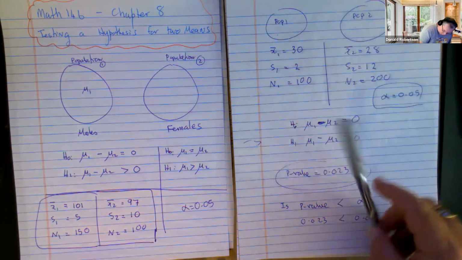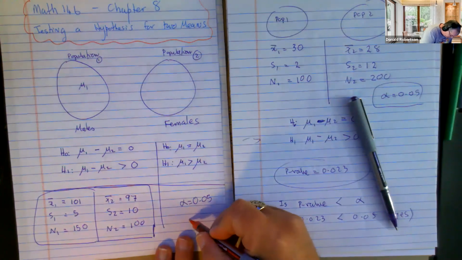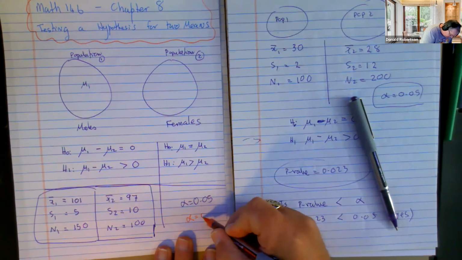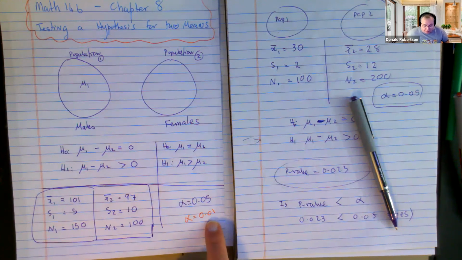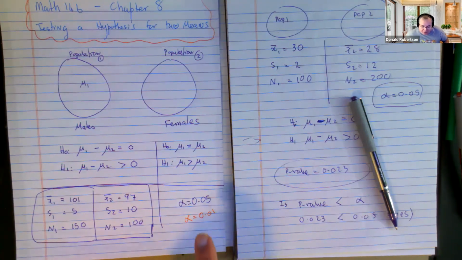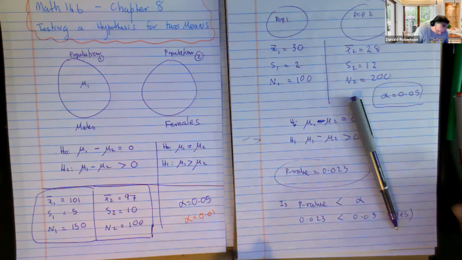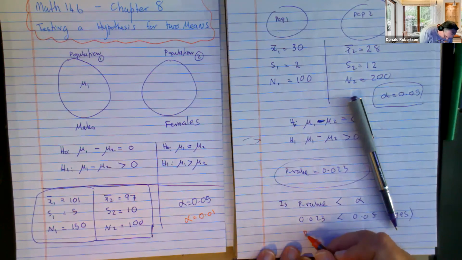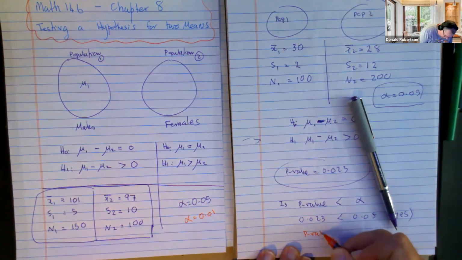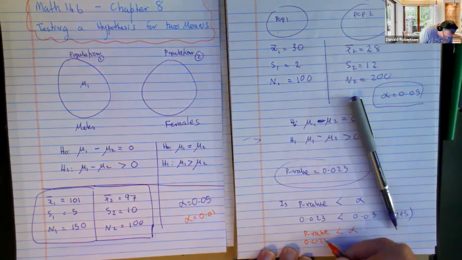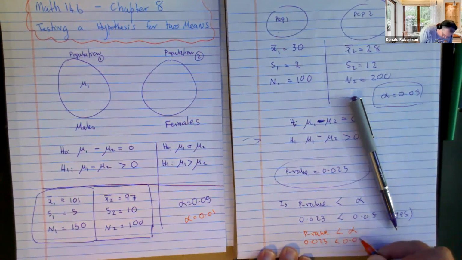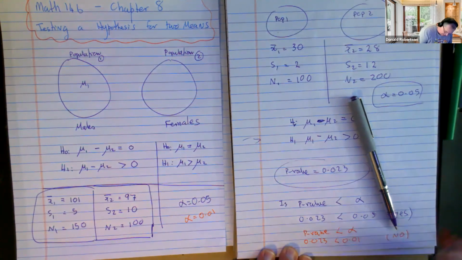Now, one change. Suppose, and this is what you should be doing when you do a hypothesis test, suppose at the start I decided that I wanted to use this significance level. If I did that, and I did the usual, is the p-value less than alpha, wouldn't the answer now be no?